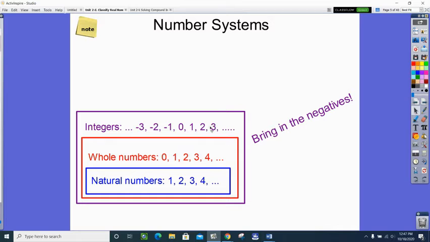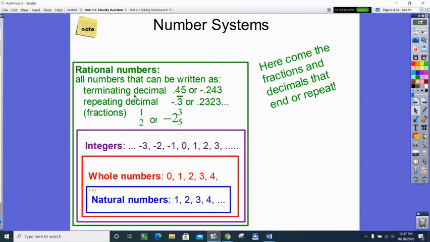Now notice what's missing in here. We don't have 2.5. We don't have -4.7. So we haven't quite brought in those decimals and fractions. That's the next group. If we add terminating decimals, which you and I talked about at the beginning of the year, they're decimals that end, like 0.45, stop.